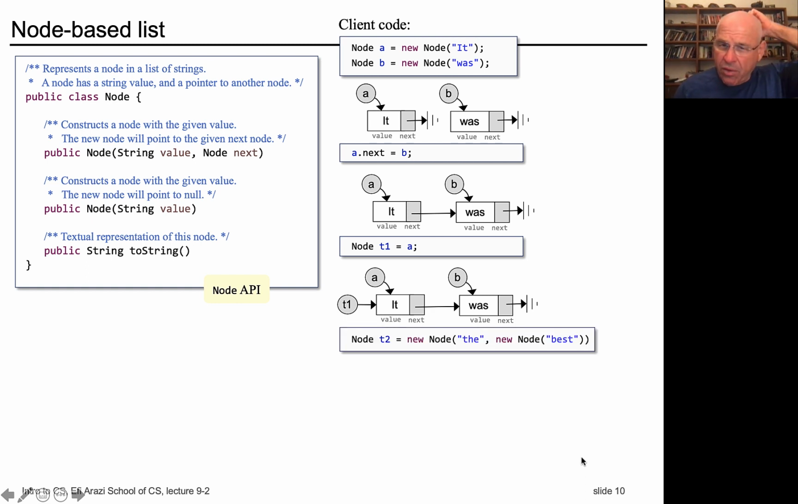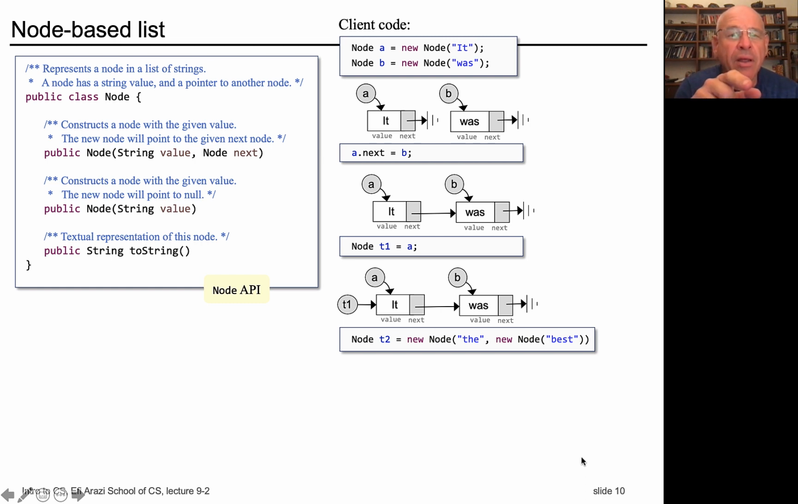Well, now I do something that looks a little bit complex, but not really. I create a new node. The value of the new node is going to be the text the, and the tail, the next, will be yet another node that begins with the value best and ends with null, right? So this is an interesting statement, because the outer node calls the first constructor, because we provide both a value and what is going to be an address in memory.